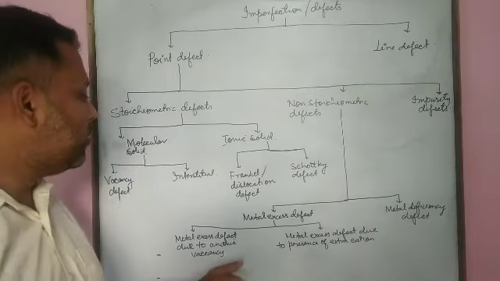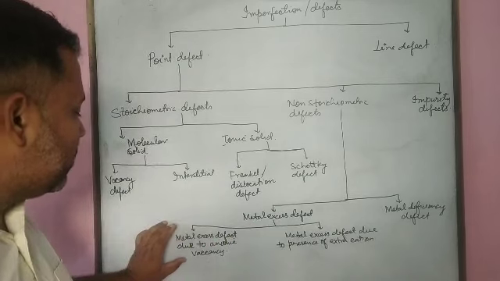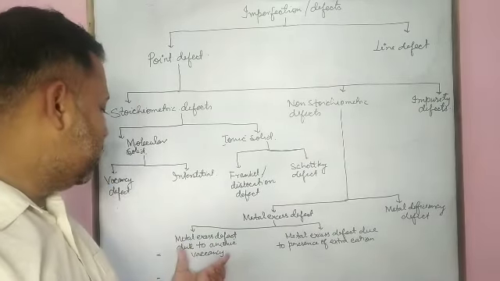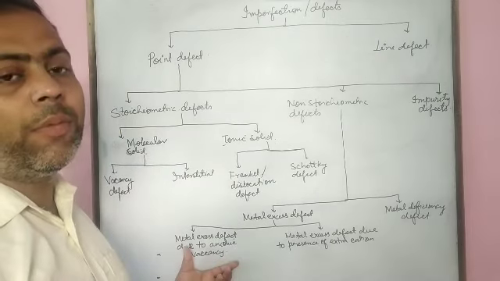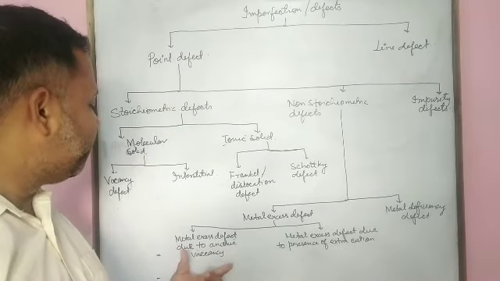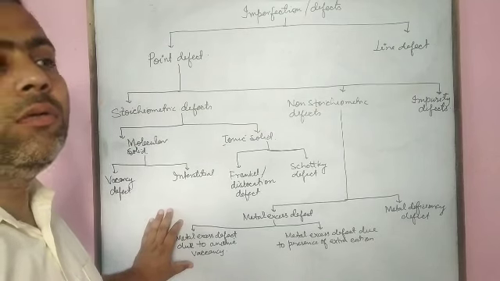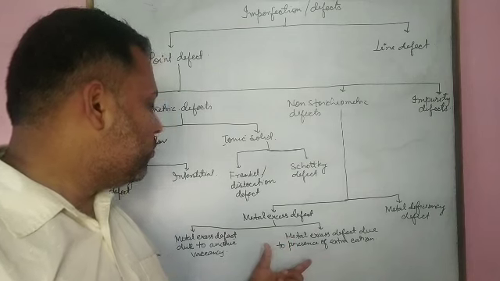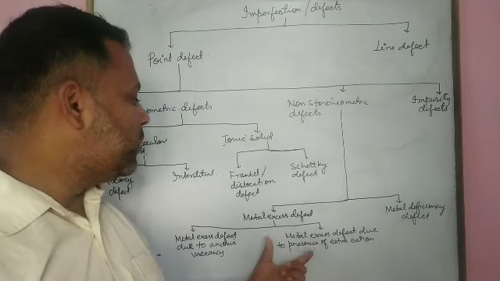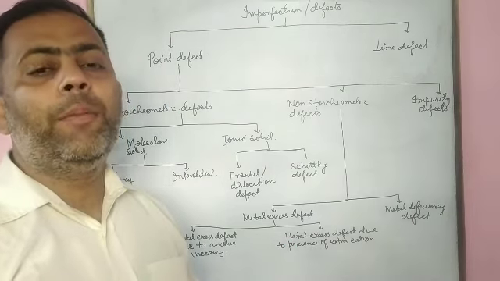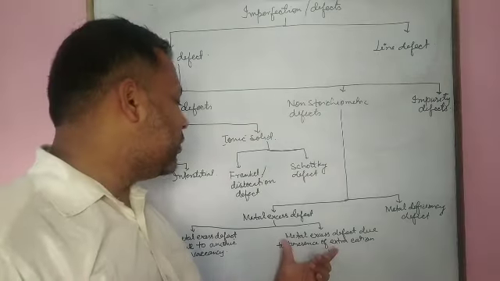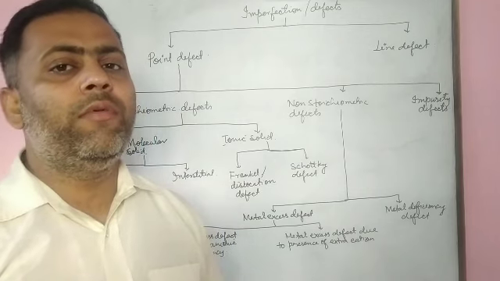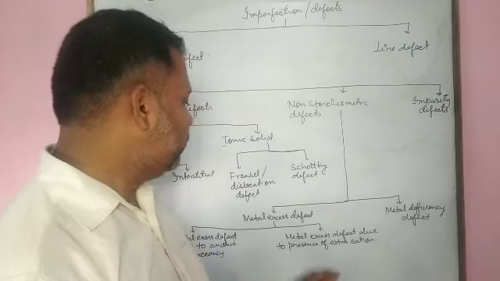Next, we will discuss metal excess defect due to anionic vacancy. This also creates color. It is termed as F-centre and imparts color to the crystal. Next, metal excess defect due to presence of extra cation. We will take the example of zinc oxide. Later on, we will discuss it one by one.